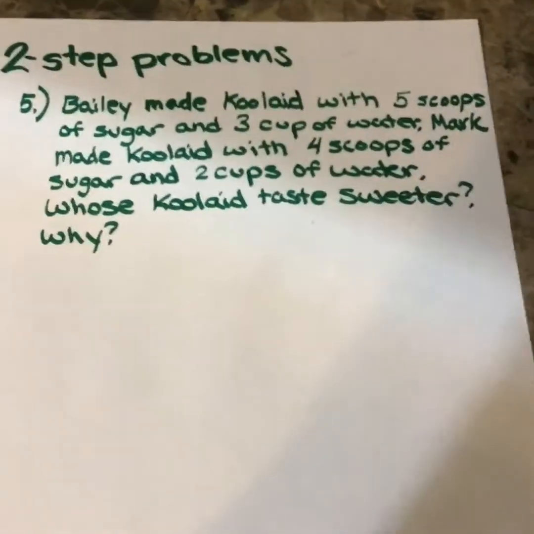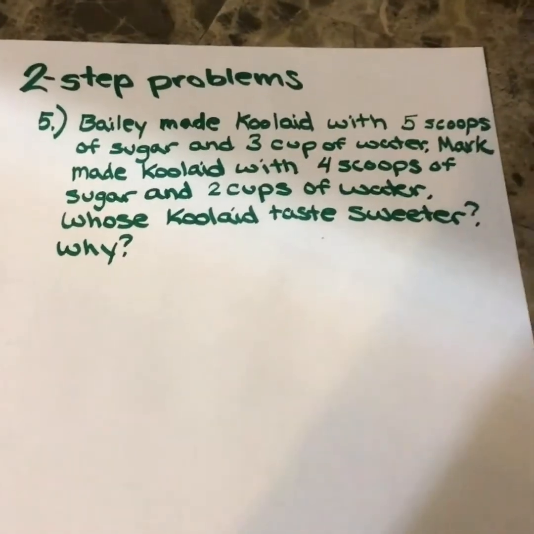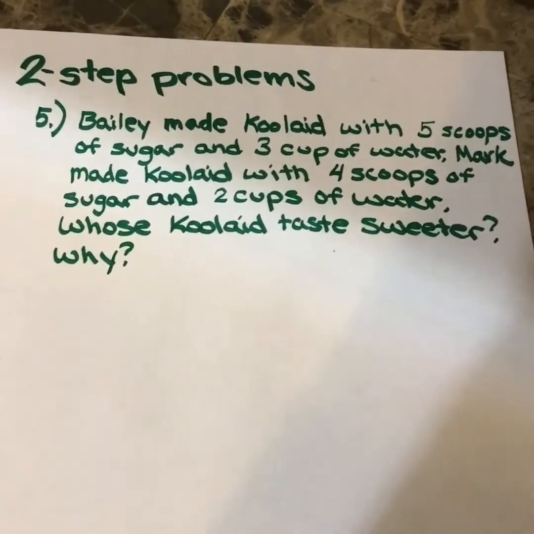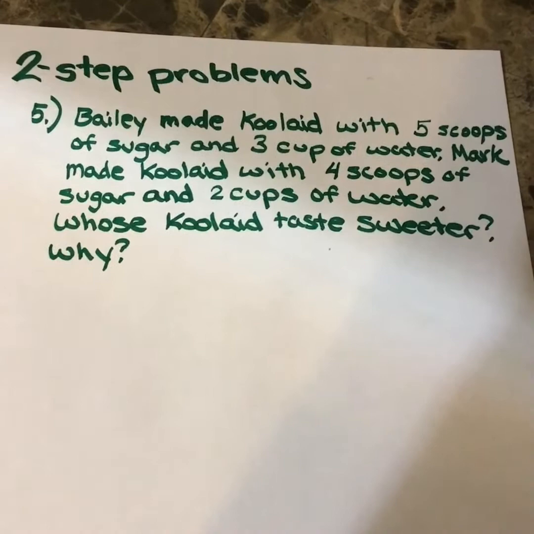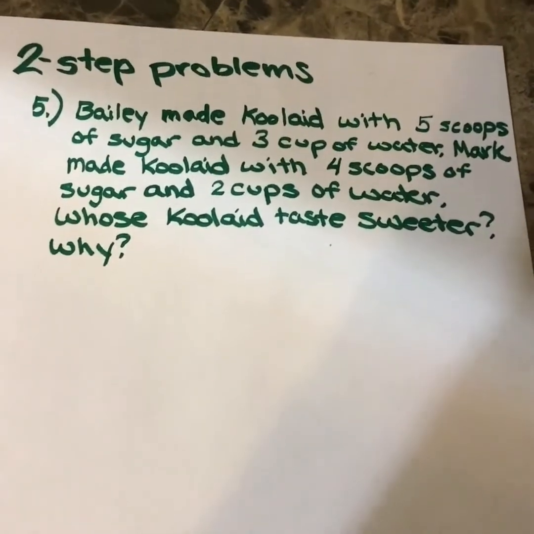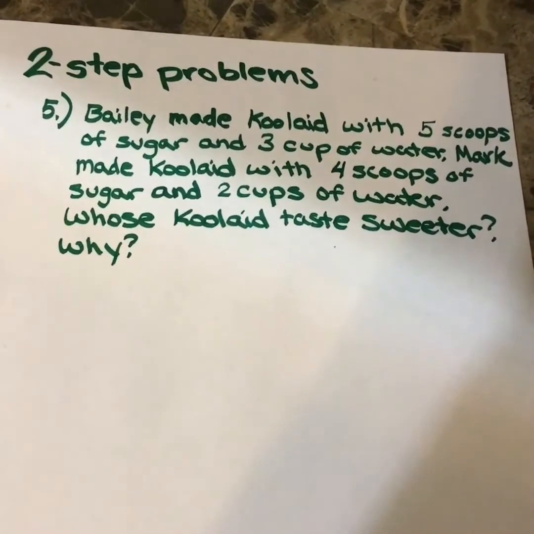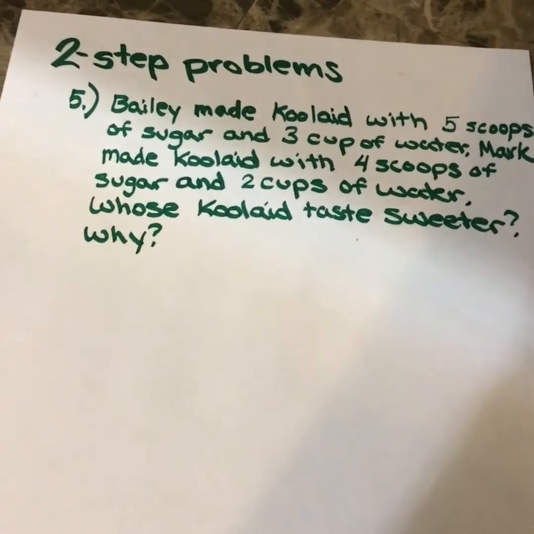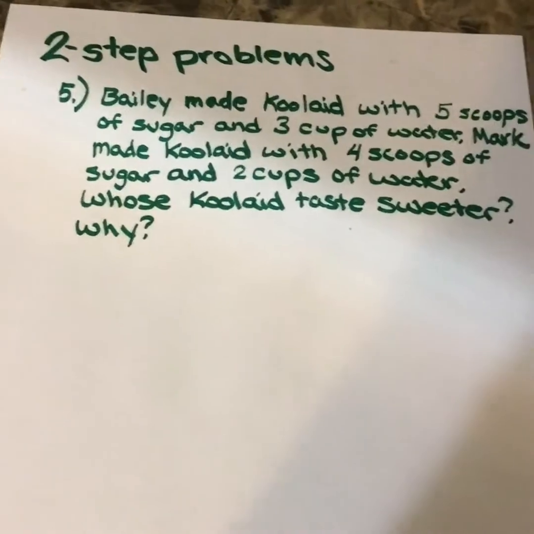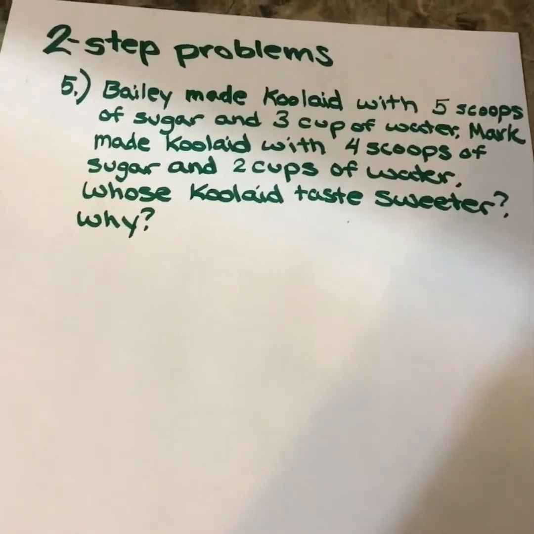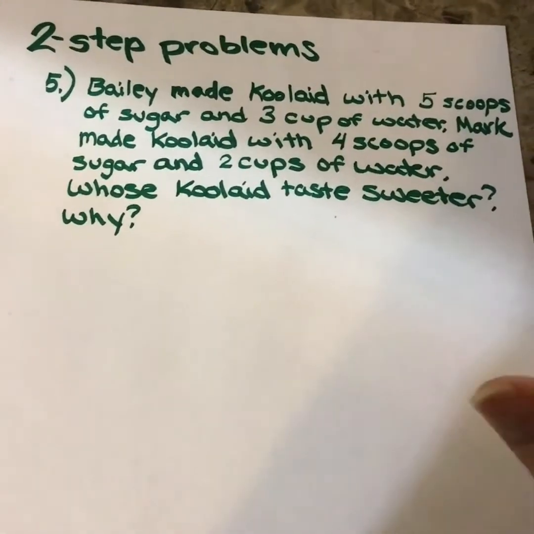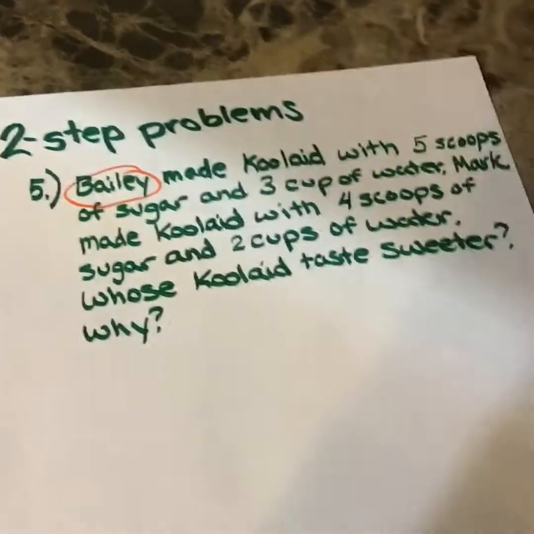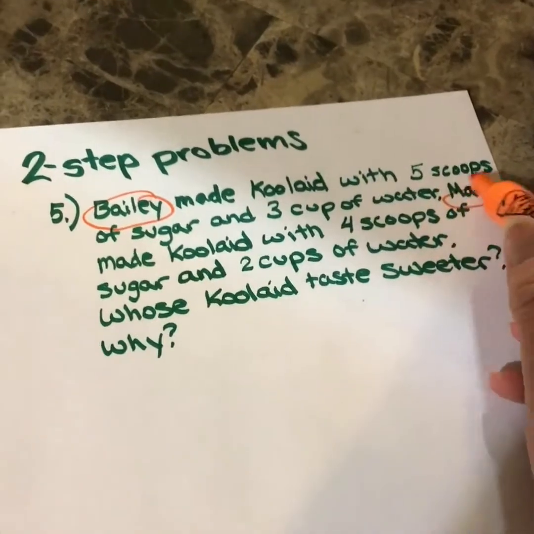Okay, so this next one is a two-step problem. Number 5. Bailey made Kool-Aid with 5 scoops of sugar and 3 cups of water. Mark made Kool-Aid with 4 scoops of sugar and 2 cups of water. Whose Kool-Aid tastes sweeter and why? So, for this particular problem, you need to create 2 separate ratio tables. You need to first create a ratio table for Bailey, then you need to create another ratio table for Mark.